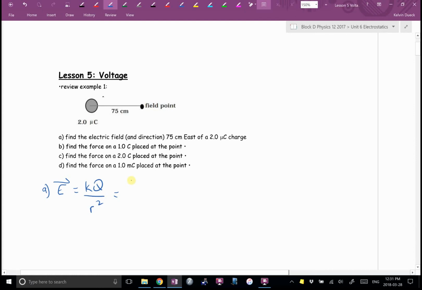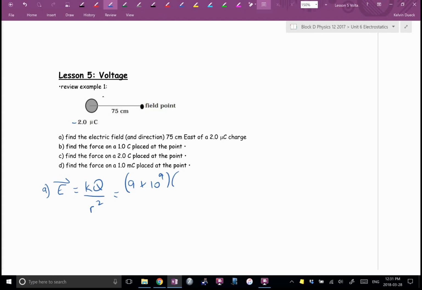9 times 10 to the 9. Good. Caleb, what's Q? 2. Do me a favor, folks. Look up. Let's make this a negative. Do I put the negative in here? No. What about for forces? Look at your sheet. What about for forces?